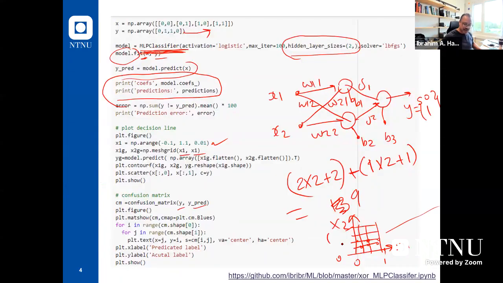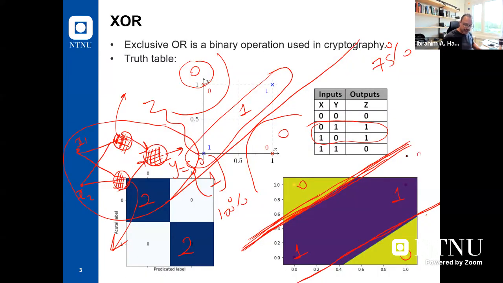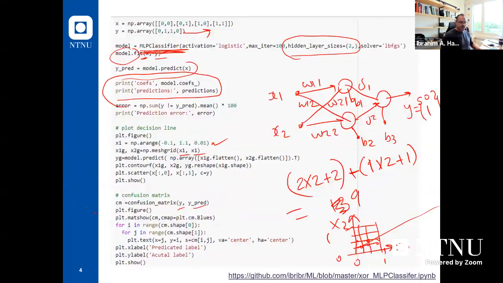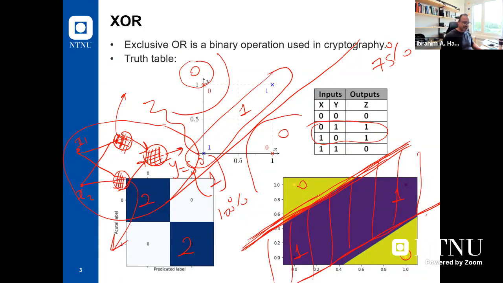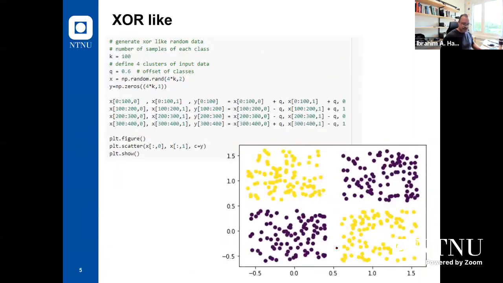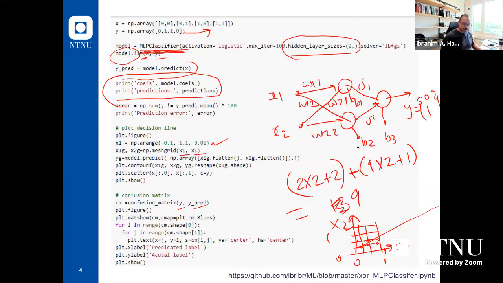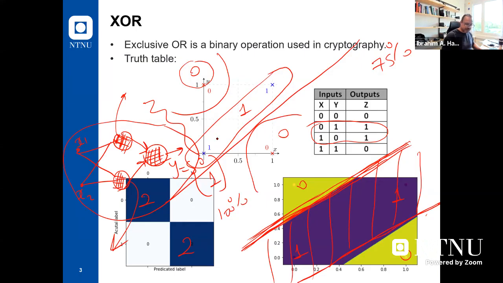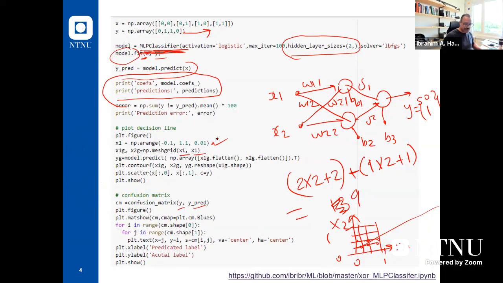We can get those decision lines, and in this case, all points which are located between those two lines will be classified as 1, and all points above and below it will be classified as 0. In the next example, in fact, I will just generate data like XOR. So this one is also like XOR. Do you see here XOR? So it's 1, 0. I will just generate it using random numbers.